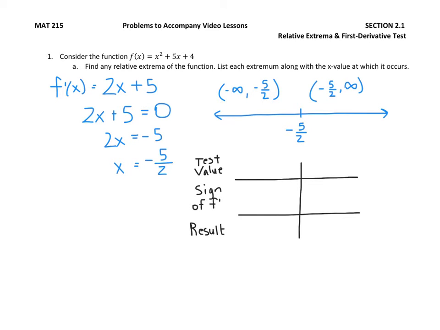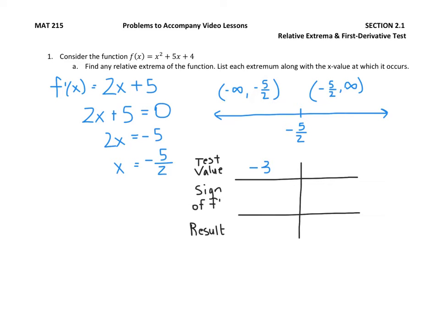So I've created a little chart here, and I want to determine what is happening to the derivative on each interval around this critical value. So I'm going to pick a test value to the left side of the critical value. So in the interval negative infinity to negative 5 halves, I'm going to pick a test point. I can pick any value in that interval. I'm going to choose a negative 3.